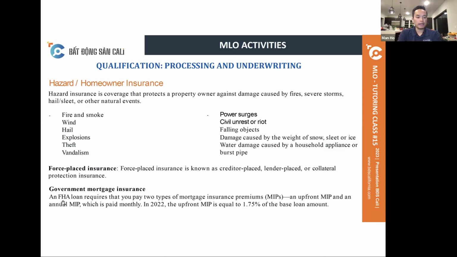Government mortgage insurance: an FHA loan requires that you pay two types of mortgage insurance, the MIPs, an upfront MIP and an annual MIP, which is paid monthly. In 2022, the upfront MIP is equal to 1.75% of the total loan. Okay.